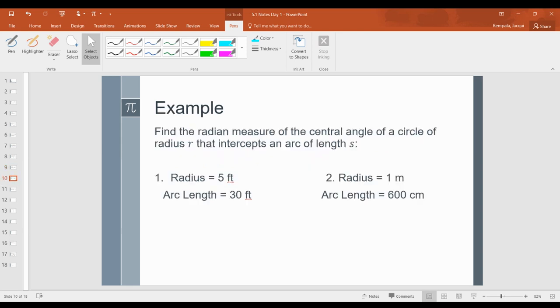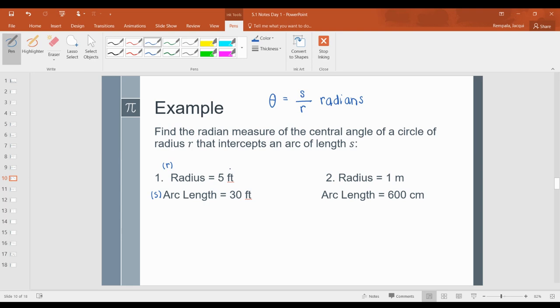Once again, my formula, I'll write it up here at the top: to find that theta value, the central angle, I want the arc length divided by the radius. We're finding the radian measure of the central angle. We're given the radius in the first example is 5 feet. Radius means that's the R value. Arc length is 30 feet, and that's the S value. They're giving us everything that we need in order to find theta.